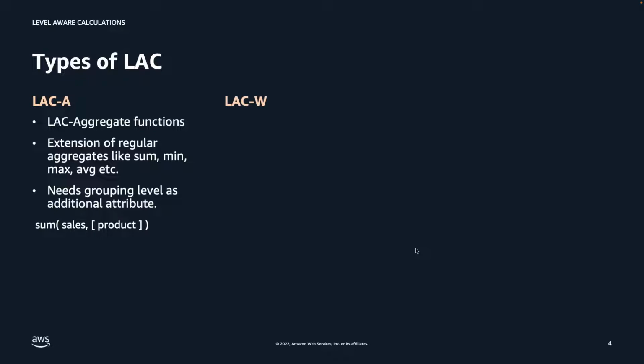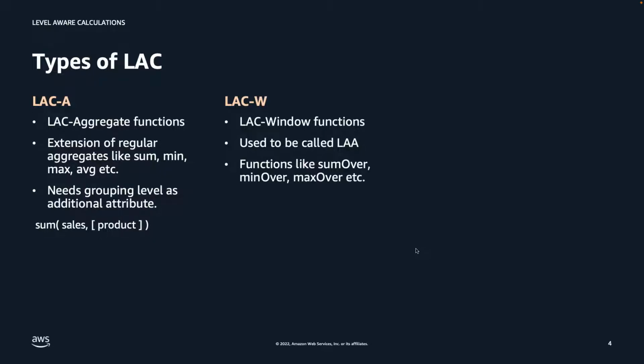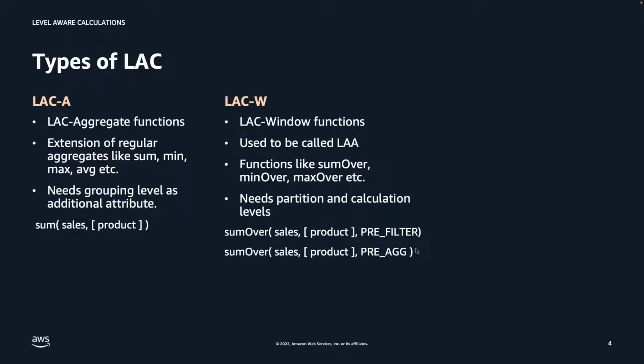The second type of LAC function is level aware calculation window functions. These used to be called LAAs, level aware aggregates, before. We now call them LAC-W functions. These are functions like sum over, min over, max over, etc. And they need a partition as well as a calculation level when you're making the function call. Like in this example, I have sum over sales partitioned by product, and then the next level is pre-filter or pre-agg, that drives where that calculation is actually evaluated.